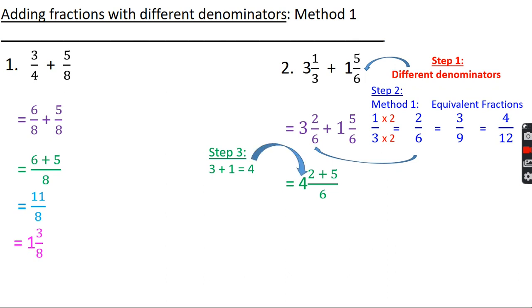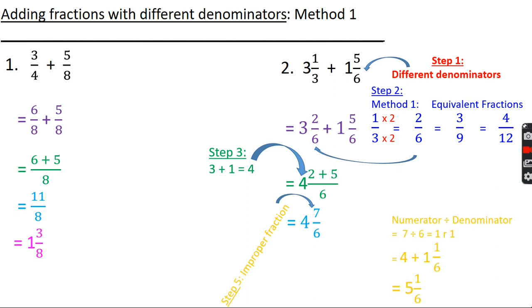2 plus 5 is going to give you 7. So we have 4 and 7/6. This is an improper fraction. So I take my numerator divided by my denominator. That is 7 divided by 6 equals 1, remainder 1. Add my whole numbers again. 4 plus 1 and 1/6 is going to equal 5 and 1/6, and that is going to be my final answer. Please look at the next video clip for method 2.